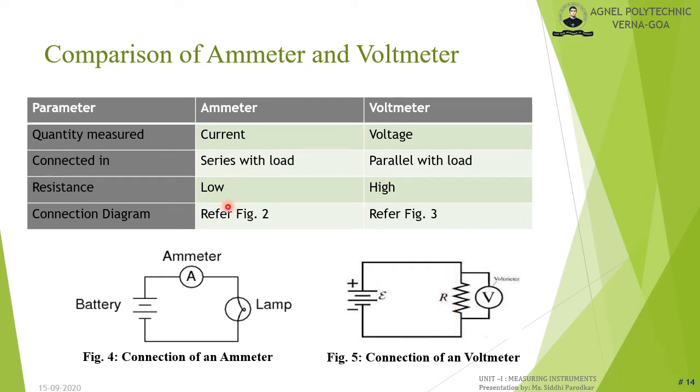Now, the resistance offered by the ammeter is very low so that it does not alter any circuit parameters. A voltmeter offers very high resistance so that minimum current flows through this high resistance path and no circuit parameters are changed. These are the connection diagrams for ammeter and voltmeter respectively.